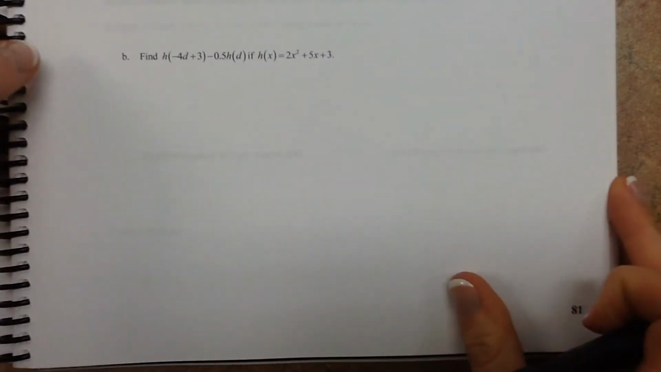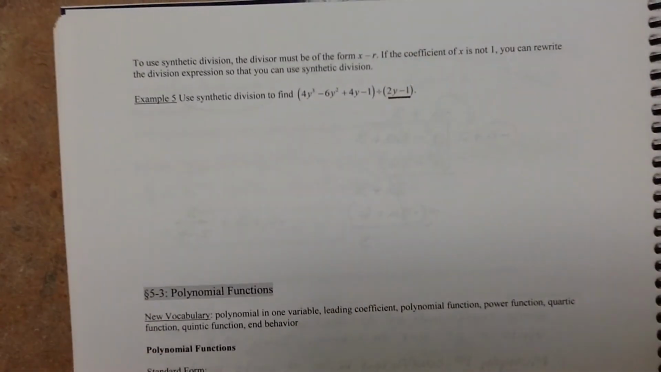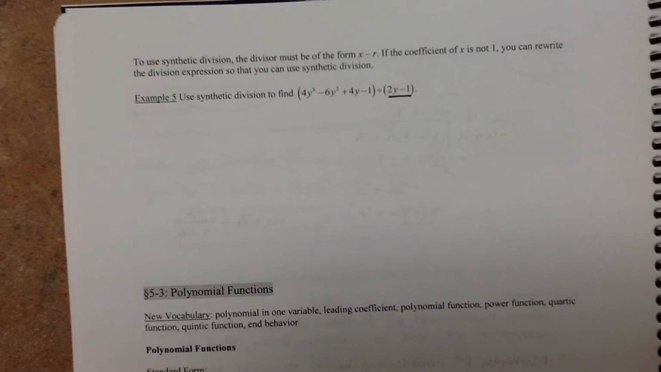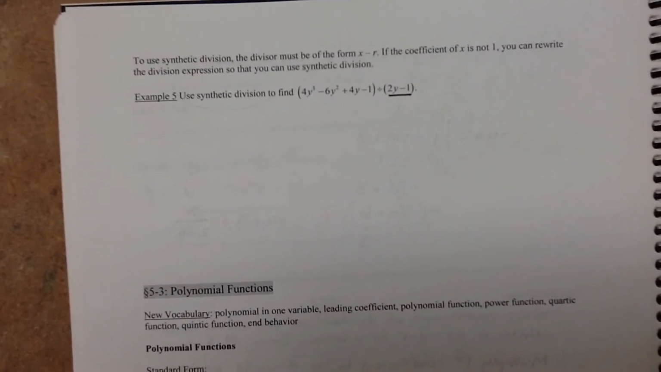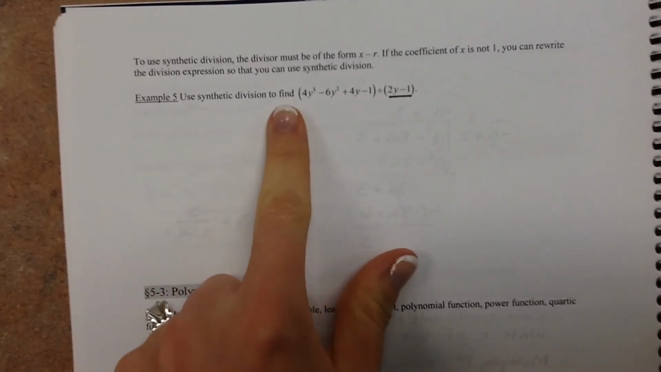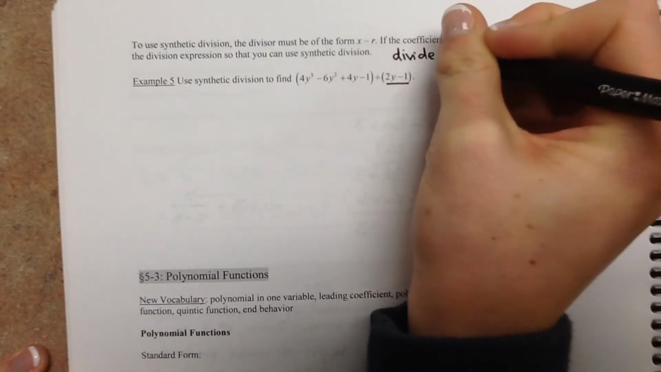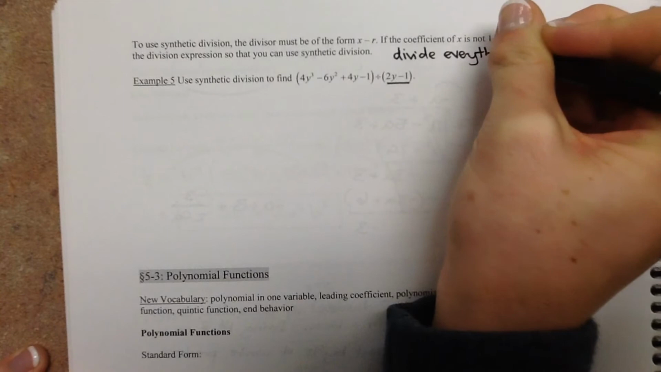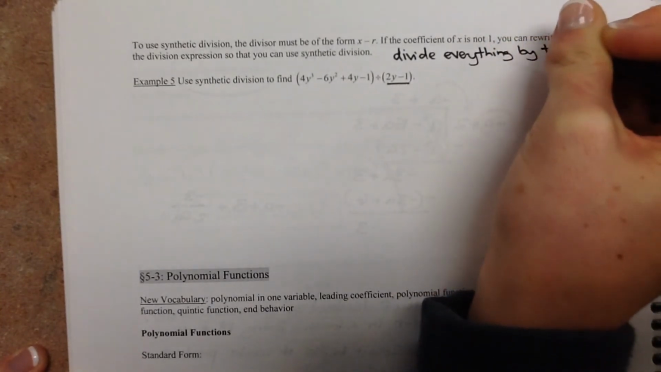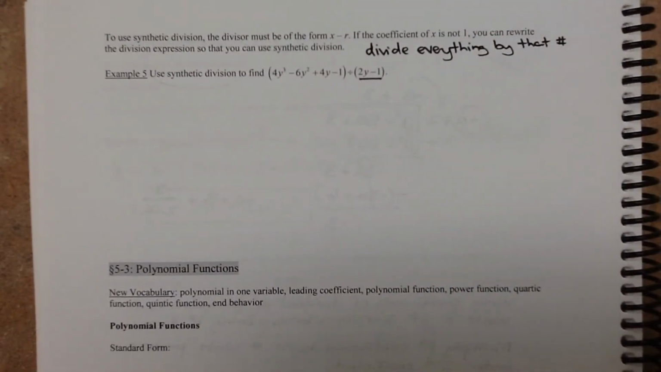So we've got one little thing to add on here, and that's if you have something like this. If you have something like that where you've got a 2 in front of the y and not just a y, because the ones we had before were just an x, just a b. So if you do have something, what you actually have to do is divide everything through by that number. Okay, so rewrite the division expression.